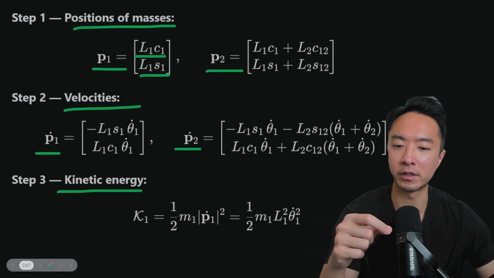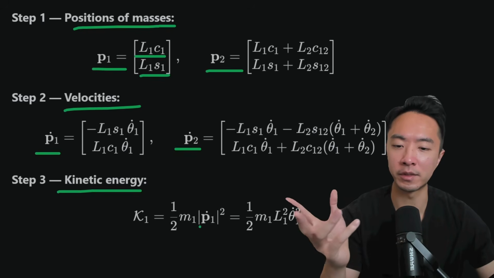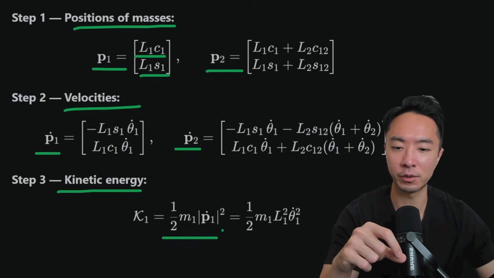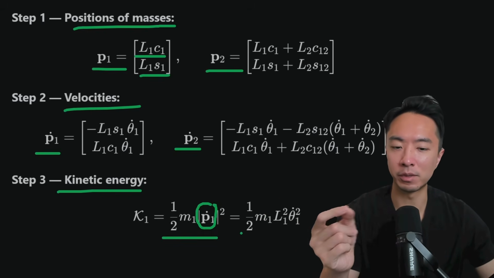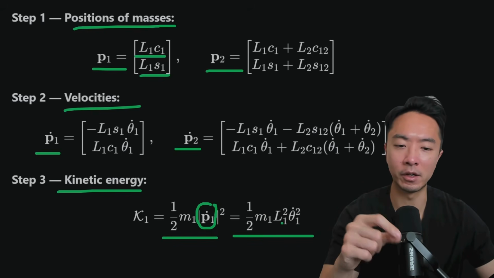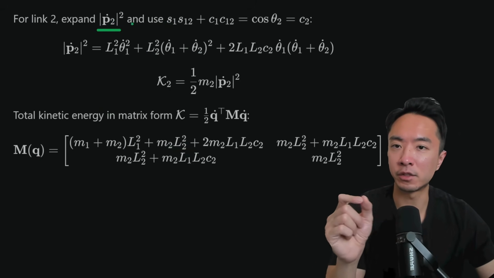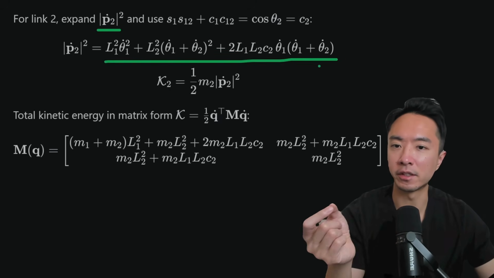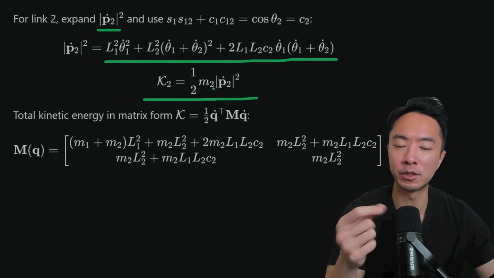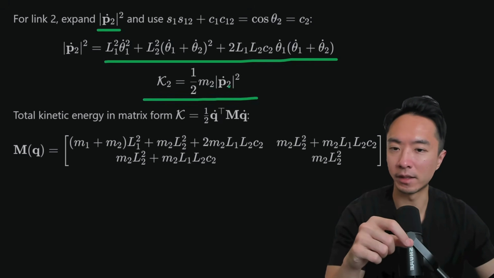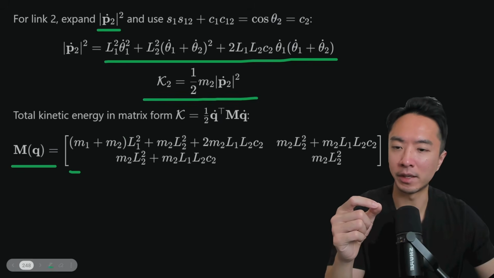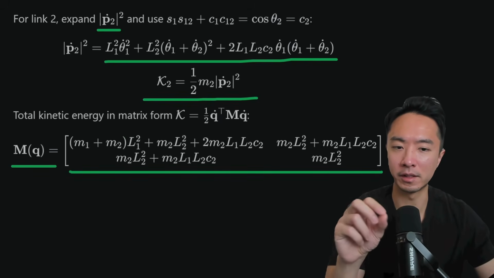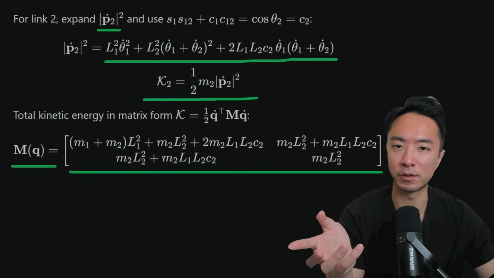Then we can calculate our kinetic energy using the formula we saw previously, which is the form of 1/2 mv squared. Here we're using P1 dot. The final equation, once you plug everything in, is 1/2 m1 L1 squared theta dot 1 squared. Now for link 2, we take P2 dot, square it, and we get this expression here, plug it into the 1/2 m2 P2 dot squared, and that's going to be your kinetic energy. To find the mass matrix, we combine everything and then split it up, putting it in each of the components of the matrix. This is going to be your final solution.